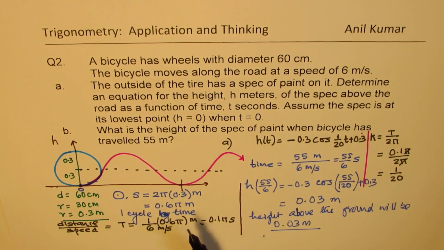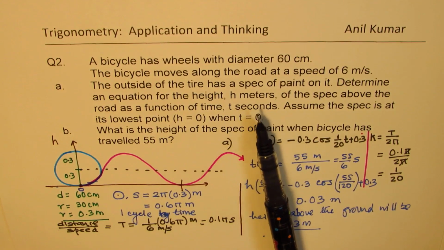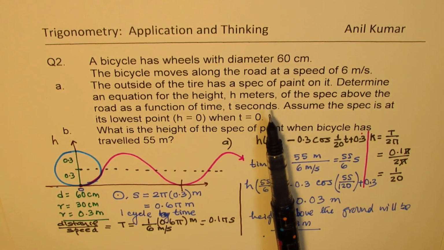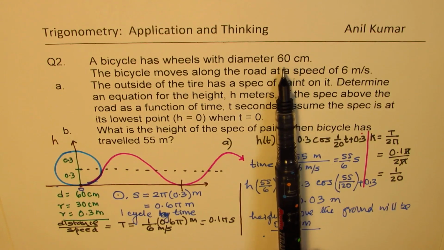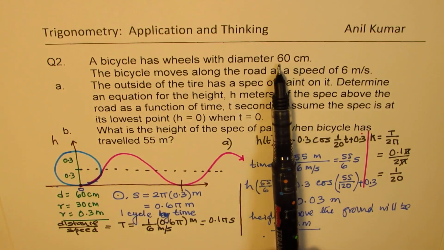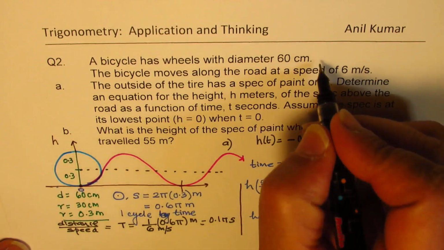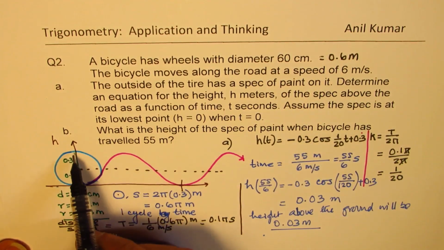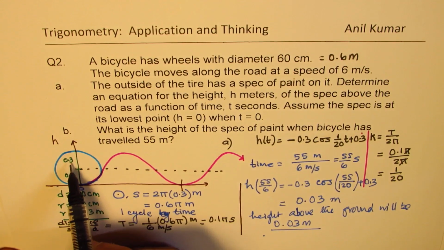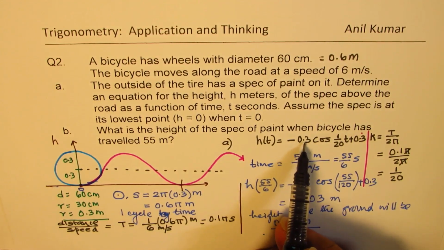So let's go through it once again. First, your setting of the calculator should be in radians. Now, the diameter is 60 centimeters, which is the same as 60 divided by 100, which is 0.6 meters, right? So this is equal to 0.6 meters. So the radius, or the amplitude in this case, would be 0.3. So we get 0.3 here.